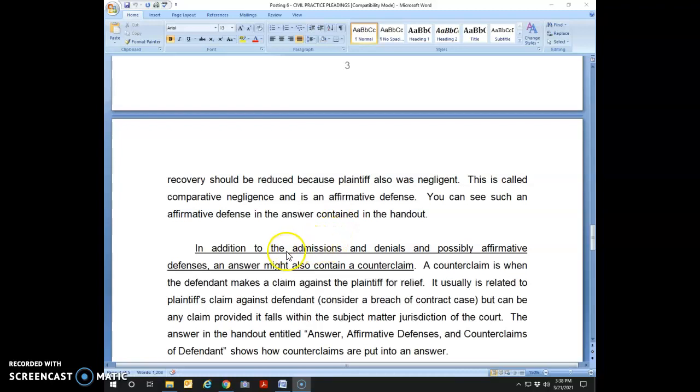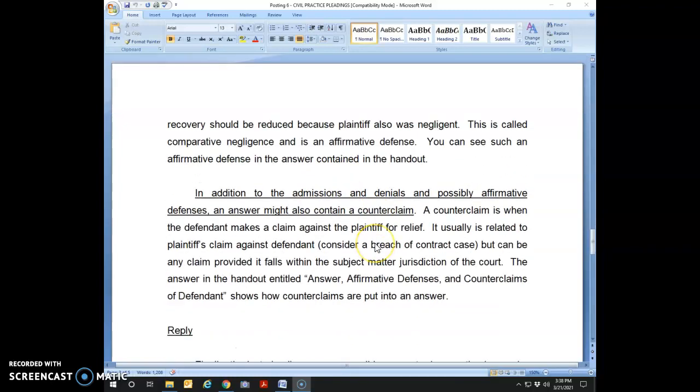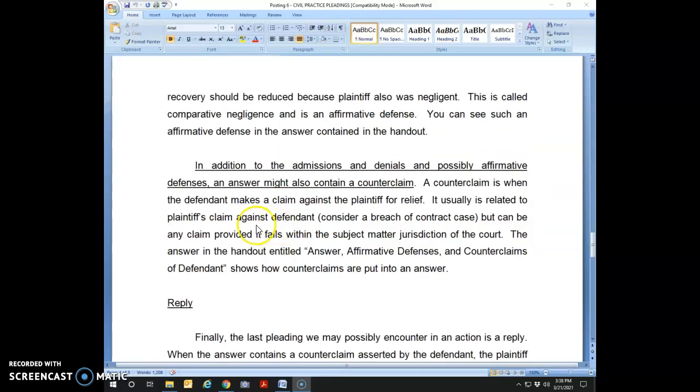In addition to the admissions and denials and possibly affirmative defenses, an answer might also contain a counterclaim, which is a claim a defendant makes against the plaintiff for relief. It doesn't have to be, but typically it's related to the plaintiff's claim against the defendant. In a breach of contract case, for example, plaintiff is alleging the defendant had a contract and the defendant didn't perform it under the terms of the contract. The plaintiff is saying, I'm damaged.